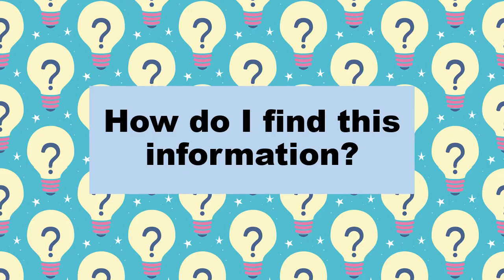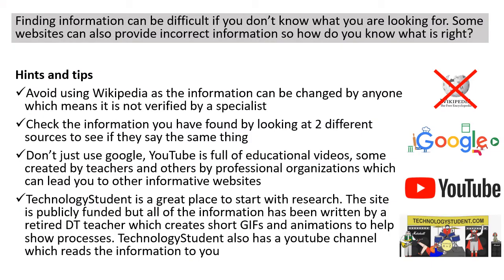So how did I find out all this information? I did talk about it quite briefly just now, but here are some hints and tips to help you when you're finding out information that maybe you haven't researched before, because finding this stuff out can be difficult if you don't know what you're actually looking for, and some websites can also provide incorrect information. So how do you know what is actually right? So these are my hints and tips.